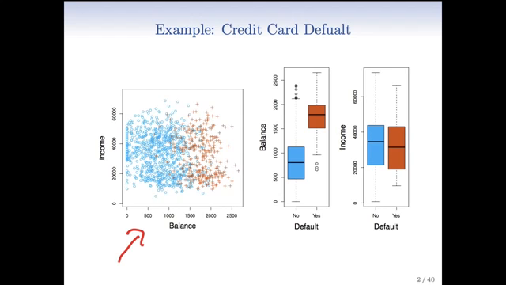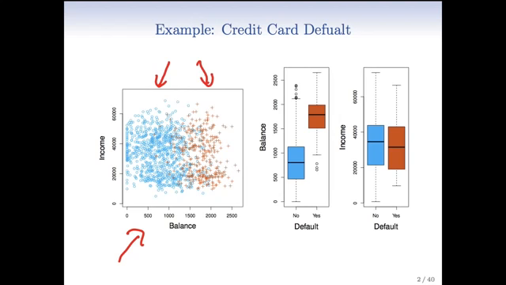So in this plot, it looks like balance is the important variable. Notice that there's a big separation between the blues and the browns, the defaulters and those that didn't. Whereas with income, there doesn't seem to be much separation at all.